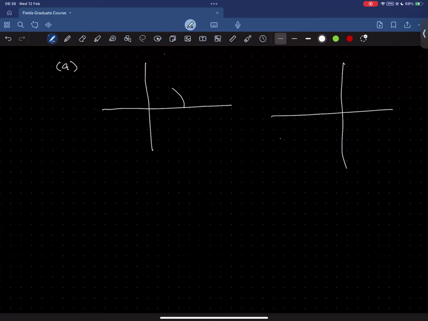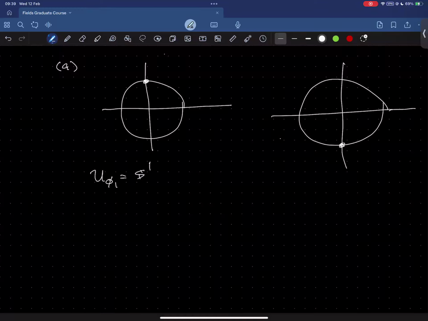Okay, so I have my two copies of S1. You probably saw me making this mistake and you didn't warn me. All right, so here's the North Pole here, and here's the South Pole here. Okay, so U phi 1 is going to be S1, take away the North Pole, so it's going to be 0, 1. And then U phi 2 is going to be S1, take away 0, minus 1.